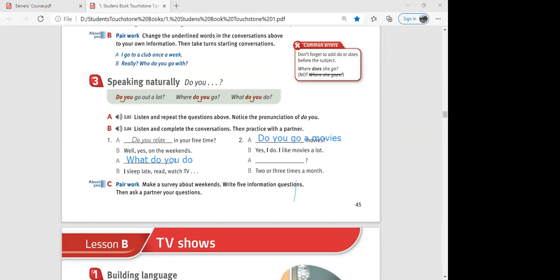Page 45. 3. Watch TV. 2. Do you go to the movies? Yes, I do. I like movies a lot. How often do you go? 2 or 3 times a month.